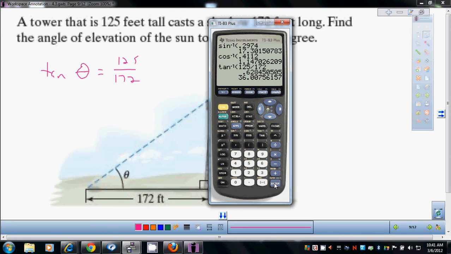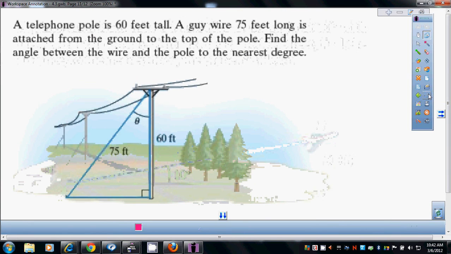Questions about how we set that up? Why we punched in the calculator like that? Any questions like that? You got this? All right. Fine. There you go.